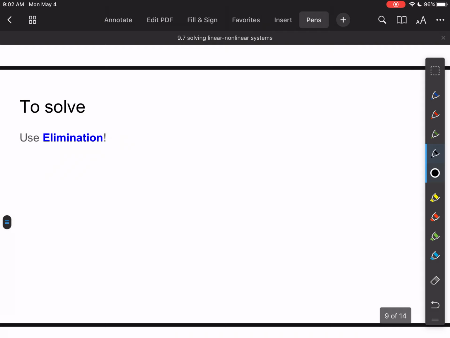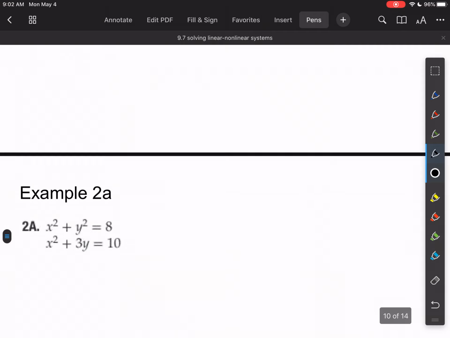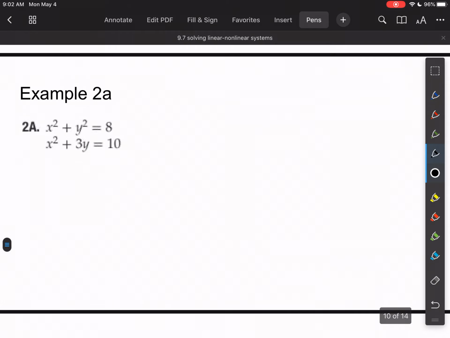To solve, we often use elimination with these guys. We don't have to, but typically that's the easiest method. So for example 2, and there's only 2 examples today, we're going to use elimination. Okay, so if you see something where you have something squared in both equations, like we have here, elimination is going to be your easiest bet. So I'm going to do that on this one right off the bat. To get rid of those x squareds, I'm going to eliminate the x squareds by subtracting the whole thing. Okay, if I subtract, this goes away.